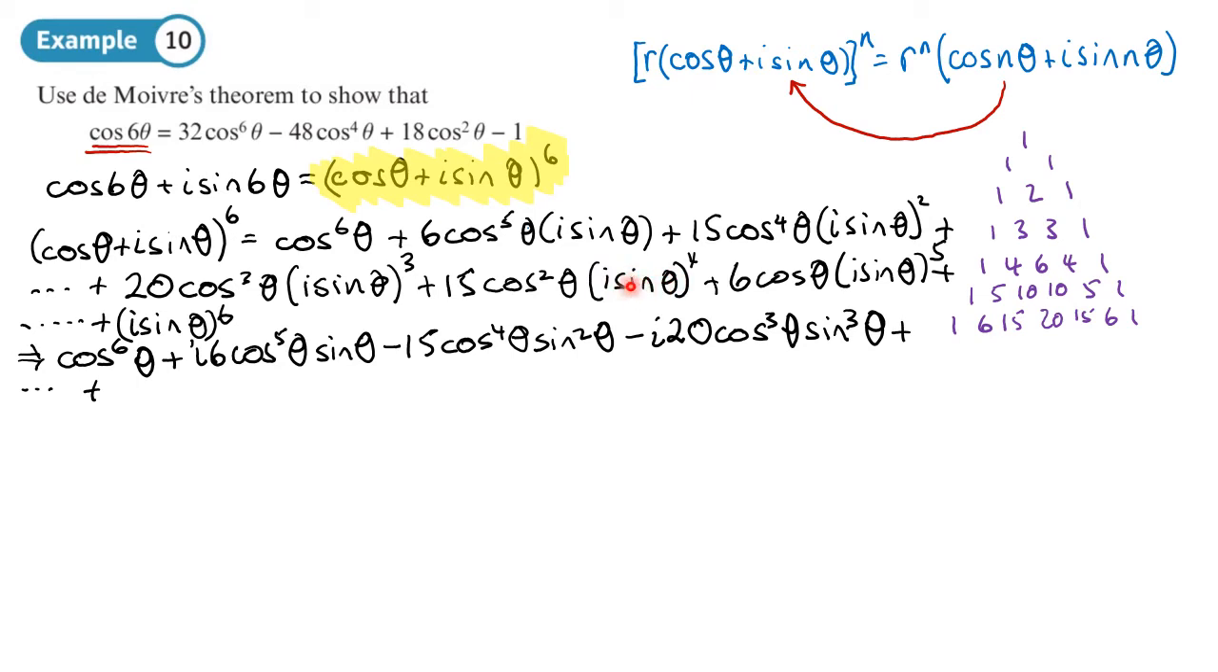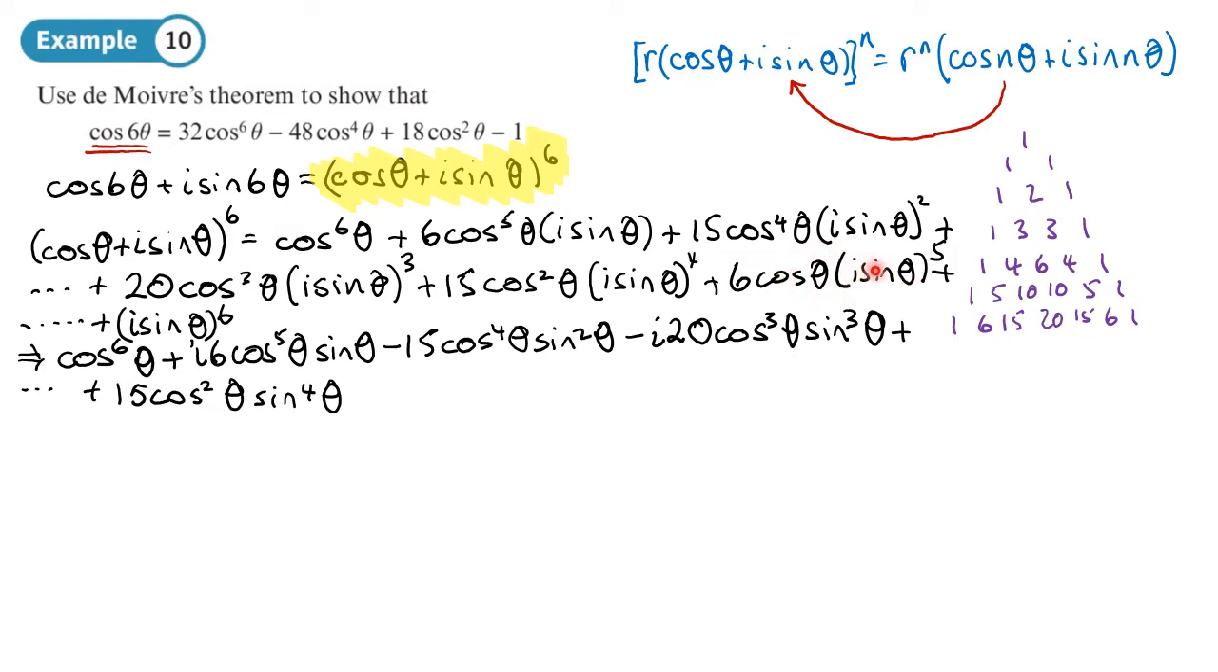Now i to the power 4 is just 1. So that means the next term won't change the sign, it's going to be a real term, and that will be 15 cos squared theta sine to the power 4 theta. Then we move on to the next term here.